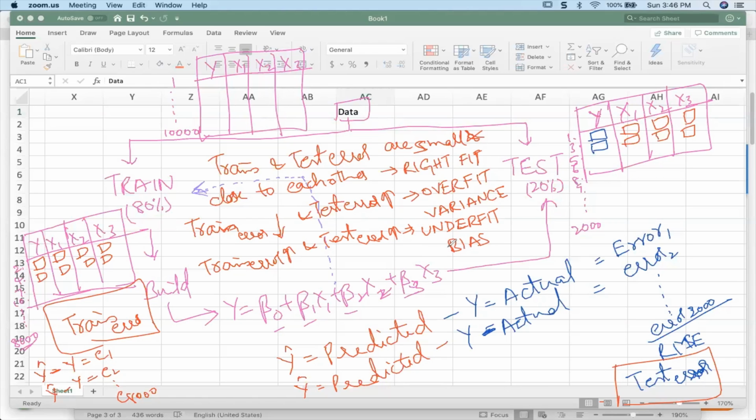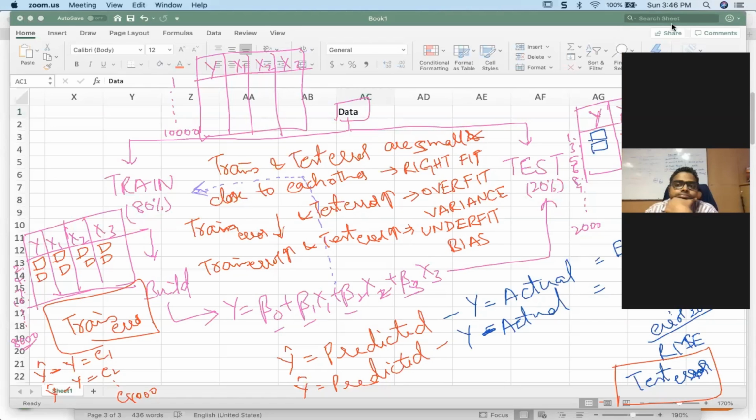Is this clear, friends? Sorry, I'm not used to writing so much. My hand is aching. Anyways, yeah. Is this clear? Vivek, Vinod have responded. Vamshi?